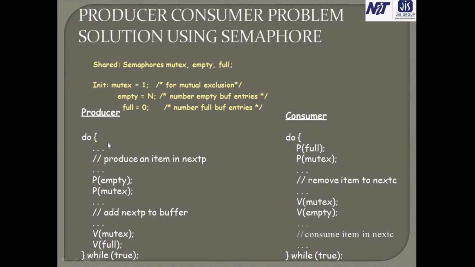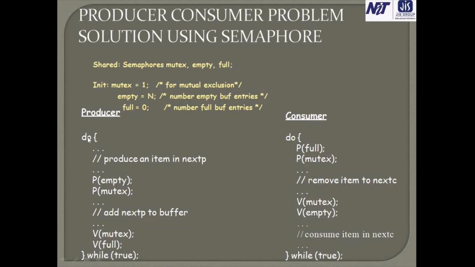So for example, three items have been produced by the producer, but nothing has been consumed by the consumer process. So the empty and full pointer along with the current value, we can see. So now empty equals n minus 3 and full equals 3. For this particular situation, the empty and full pointer along with their current values.